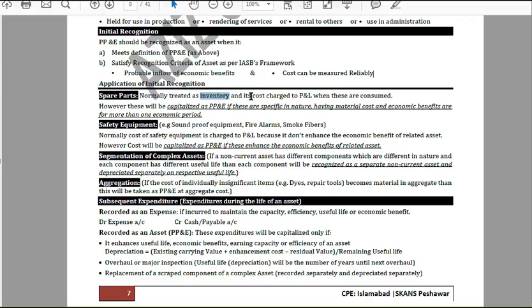And its cost is charged to P&L. It will be recorded as an expense, maybe. So what would be the double entry? Debit would be purchases and credit would be cash. So it will be recorded as an expense. So we have purchased the inventory and we have consumed that inventory within our business.